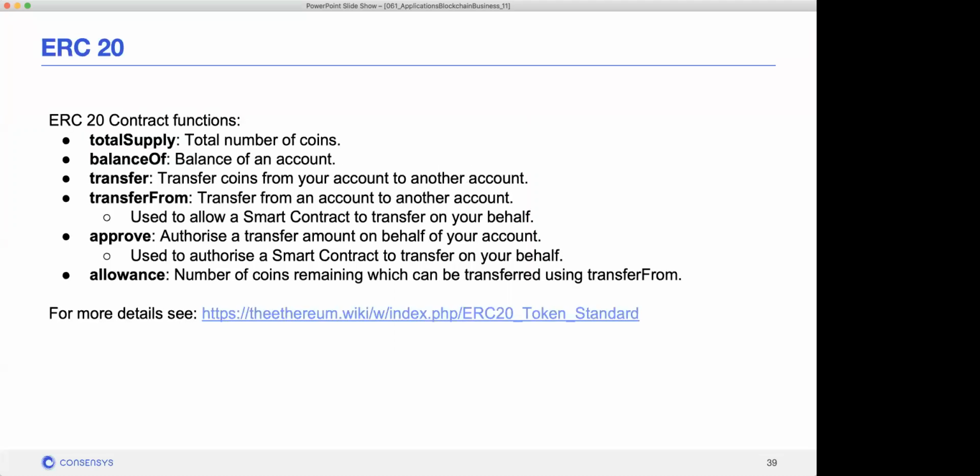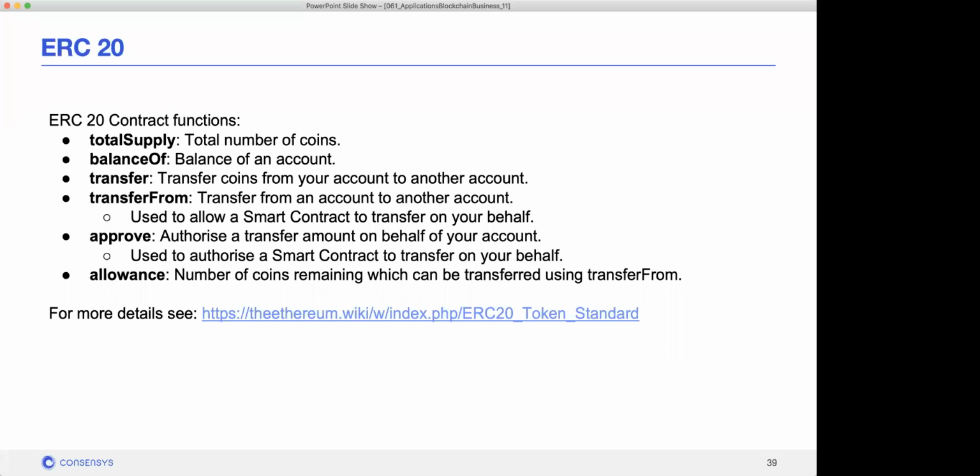And so the ERC20 contract has a set of functions, as I said. One of them is total supply, and that tells you how many coins are available for that whole ERC20. Balance of: you pass in an account number and it'll tell you what the balance of that account is. Transfer: transfer from my account to another account.